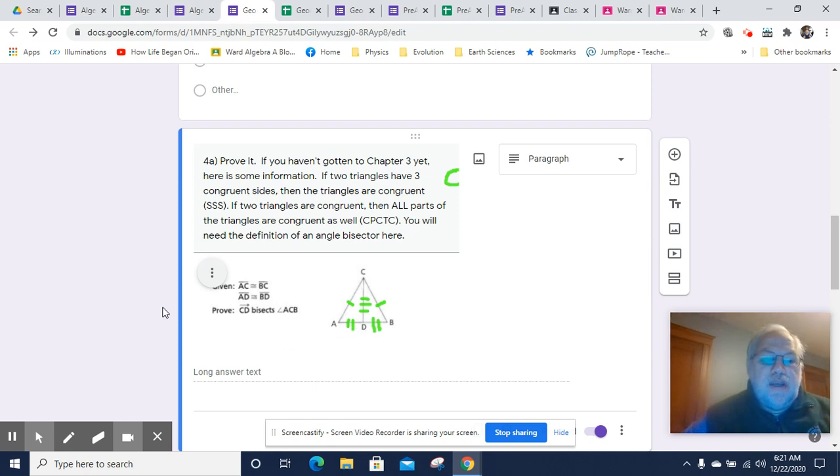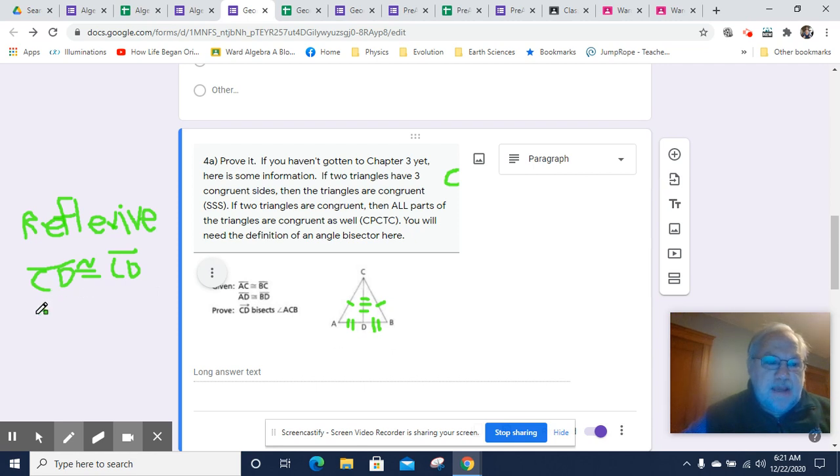So here's what you need to get for this. First, there's the reflexive property. So the first thing we can do is prove that CD is congruent to itself. CD is congruent to CD. And because of that, we can prove side, side, side.